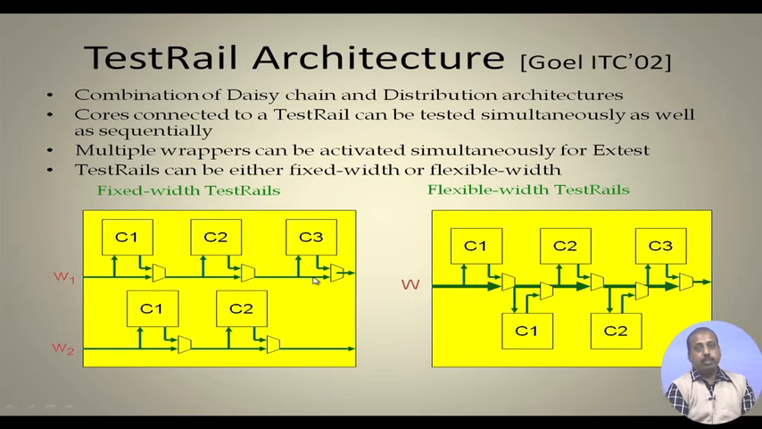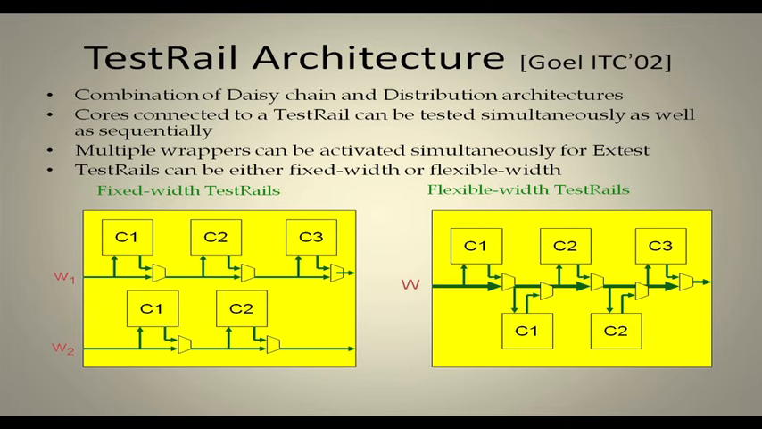If all the cores are going to have the same test pattern, then the same test pattern can be fed, or first these test patterns are shifted serially for all the 3 cores, then they are applied to the cores, and when the responses come, the responses are also serially shifted out. So that can be done. That is why it is a combination, so it can be tested simultaneously. C1, C2, C3 can be tested simultaneously as well as sequentially.